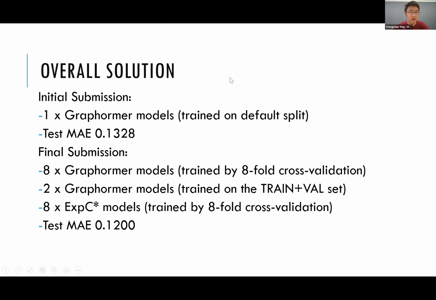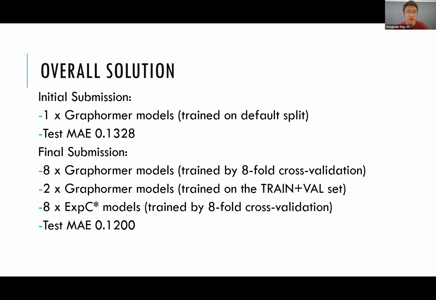Thanks for the introduction of the dataset and task. We skip the description here and directly introduce our solutions. We use a new graph neural network called Graphormer and a GCN variant in this competition. In the initial round, we submitted a single Graphormer model trained on the default splits, where the test MAE loss is already 0.1328.